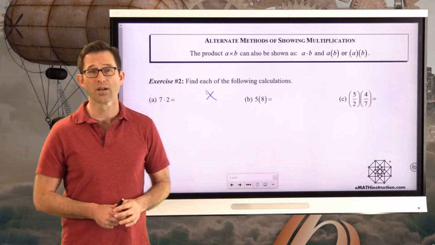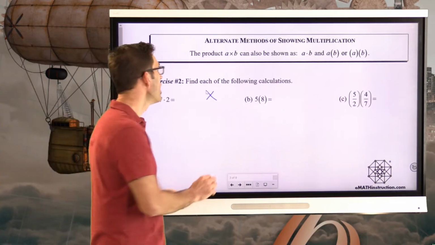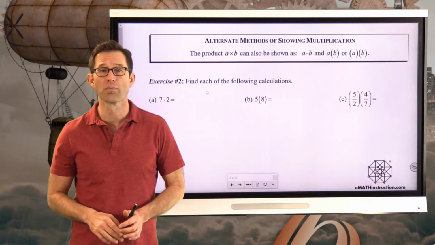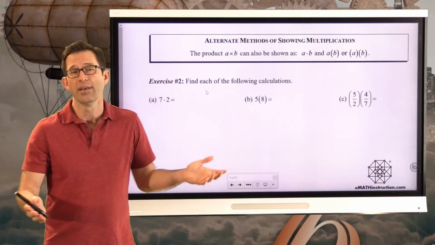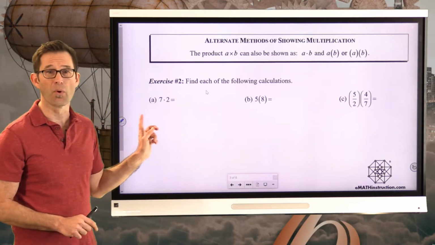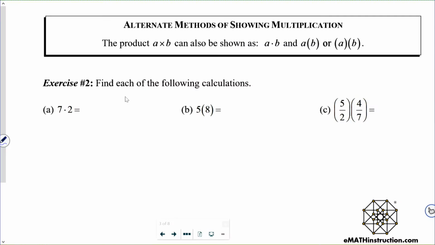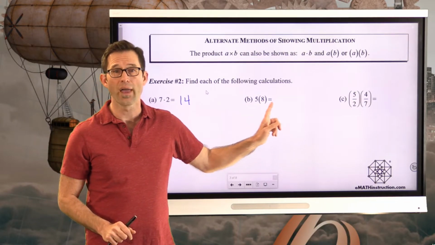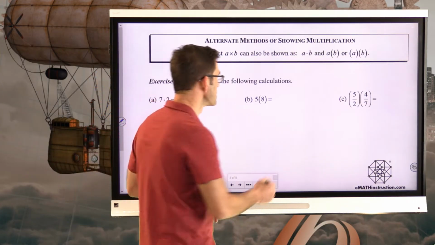So really, exercise number 2 comes down to simply finding some products, which are pretty easy. But we wanted to introduce this problem because we're now going to be showing multiplication almost exclusively using one of these methods. Now, the actual answer to this is simple. As long as we know that 7.2 means 7 times 2, then I'm pretty sure that answer is 14. Right? Likewise, as long as I know 5 with a little 8 sitting beside it in parentheses means multiply, then 5 times 8 is 40.